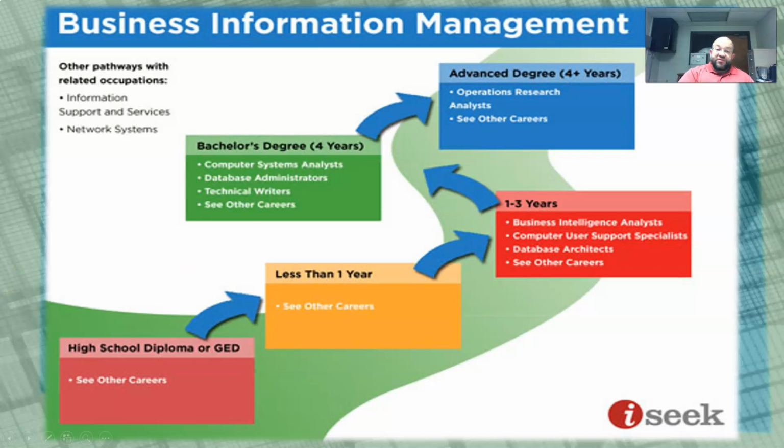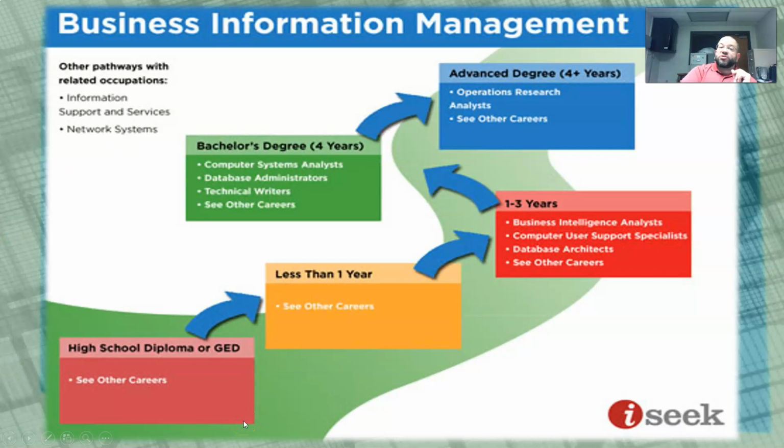Now, I have this little chart here. This little chart tells me a couple different things. One, it tells me for business information management, right? It says other pathways with related occupations. You could work in information and support services or networking systems. You'll see those slides here shortly, okay?